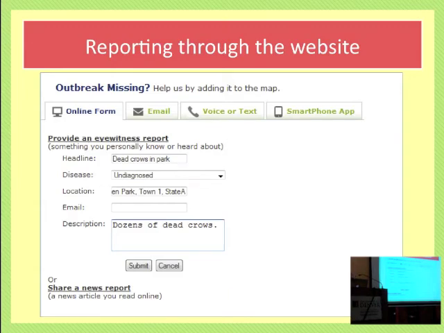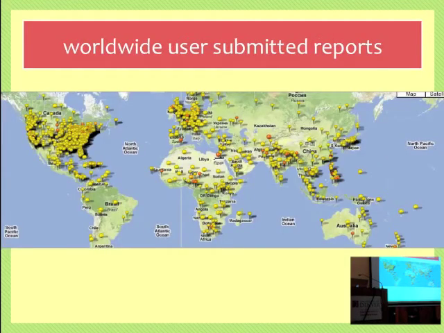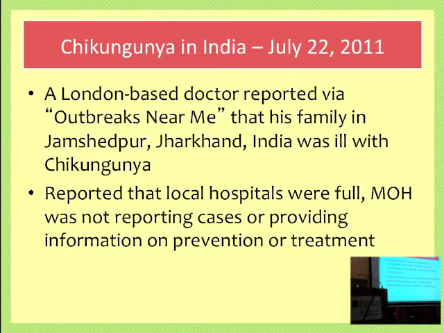So we've actually gotten quite a number of user submissions, and we generally like to encourage these. Over quite a large amount of time, we've gotten over 1,000 alerts, and obviously some are more useful than others. Roadkill, less useful, but this particular event turned out to be extremely useful. There was a London-based doctor who used Outbreaks Near Me to report that his family in India had chikungunya. Chikungunya is a mosquito-borne virus that causes a pretty painful disease.